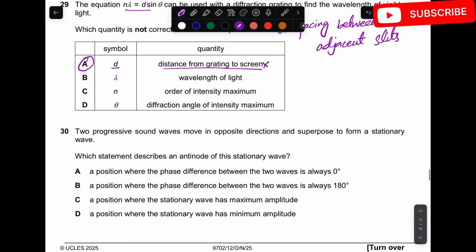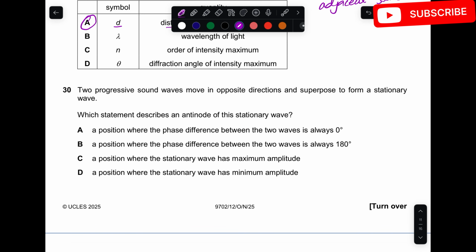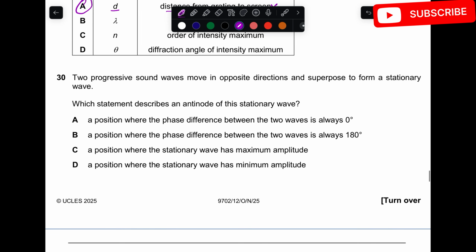In question 30, progressive sound waves move in opposite directions and superpose to form a stationary wave. Which statement describes an antinode of this stationary wave? Okay, in A, a position where the phase difference between the two waves is 0 degrees, no. A position where the phase difference between the two waves is always 180, no. A position where the stationary wave has the maximum, yes. Where they have the maximum amplitude, that is considered an antinode.